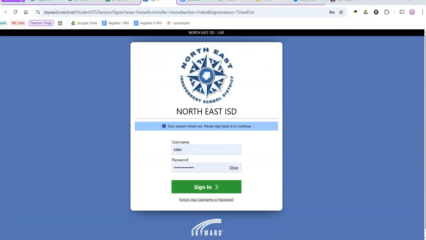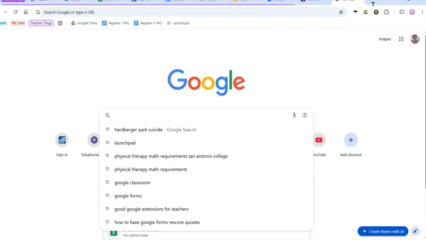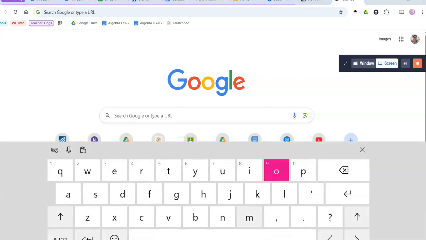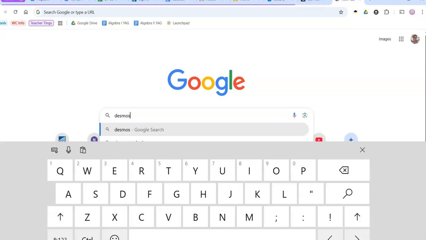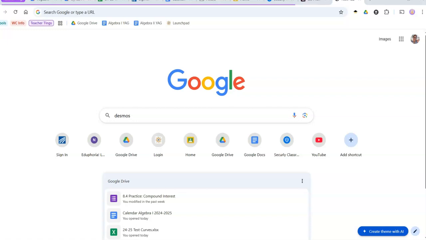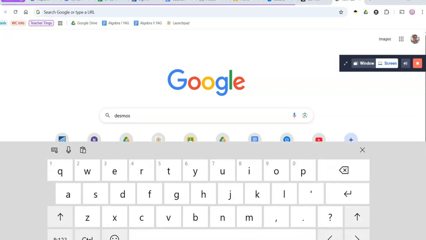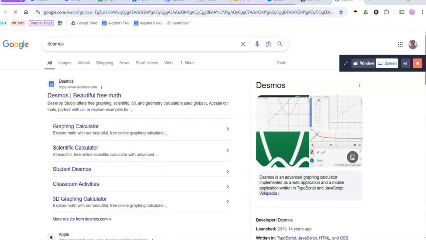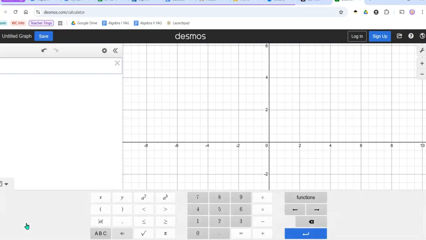Let's do Desmos. There we go. All right, once you have Desmos open, we're going to go to the space at the top and we're going to type what we had: 2 parentheses x minus 6 squared minus 72.